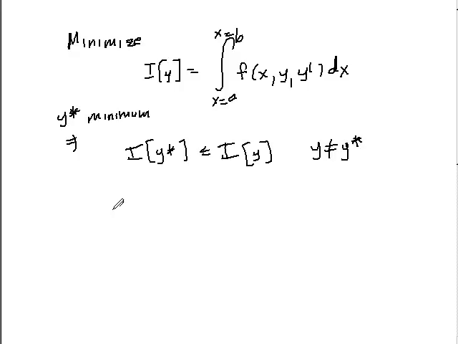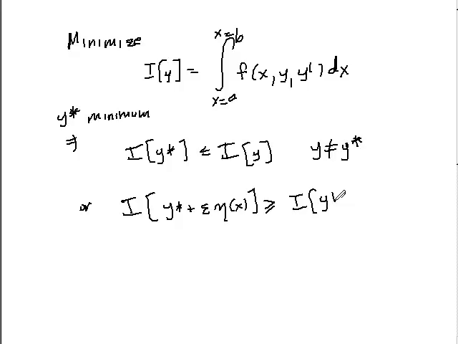Another way of saying this is that, alternatively, the integral of y star plus epsilon eta of x is bigger than I of y star. That's another way of saying it, because this is just another function. For any eta, positive or negative, and for any epsilon and eta. Now, if we expand this, we'll get our conditions.